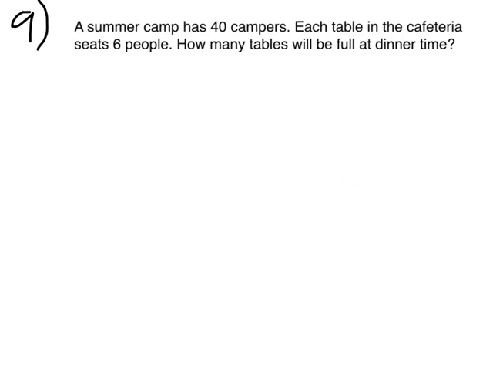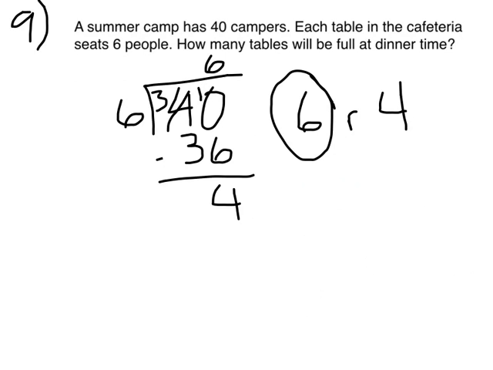Try one last problem. A summer camp has 40 campers. Each table in the cafeteria seats 6 people. How many tables will be full at dinner time? 6 tables will be full at dinner time, and 4 students will sit at the last table. 4 isn't enough to fill a 7th table.